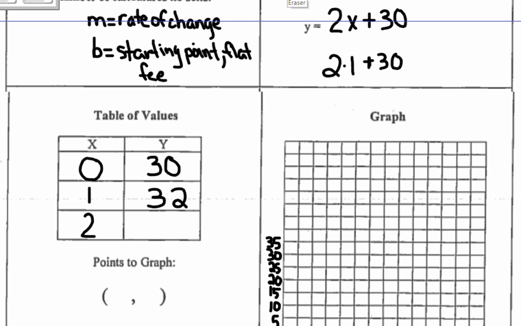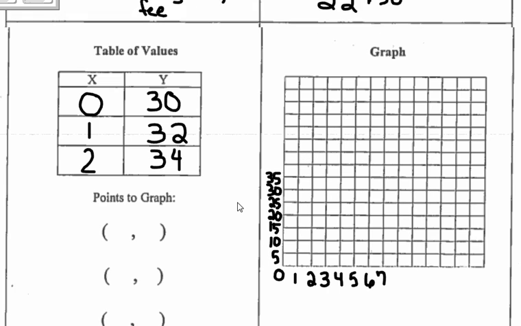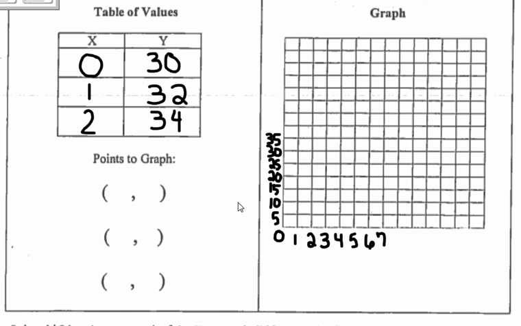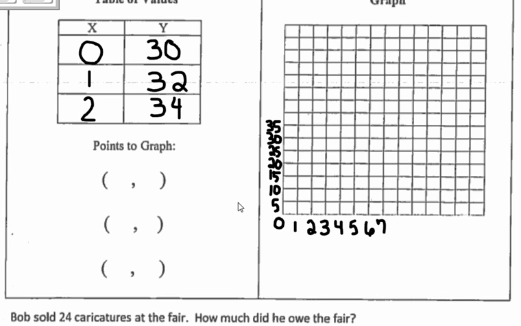So if Bob ends up selling 1 caricature, well, then his final bill from the fair would be $32. And finally, we'll plug in 2: 2 times 2 is 4, plus 30 is 34. And just so we remember, these are really just ordered pairs. That's all a table of values really is.